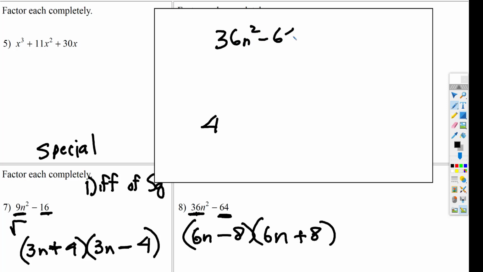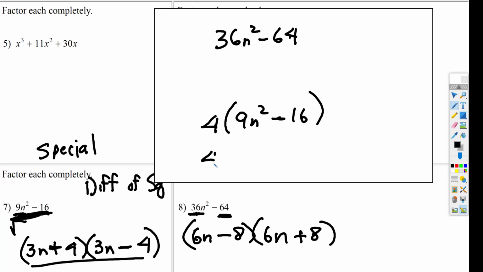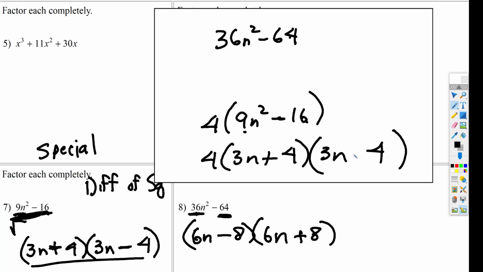a 4 from 36n squared subtract 64. 36n squared divided by 4 is 9n squared. 64 divided by 4 is 16. Well, look at that, now you have the one we have down here. So now you have 4 times the square root of 9n squared, which is 3n. The square root of 16 is 4. Just like that. All right, that's it for this one.